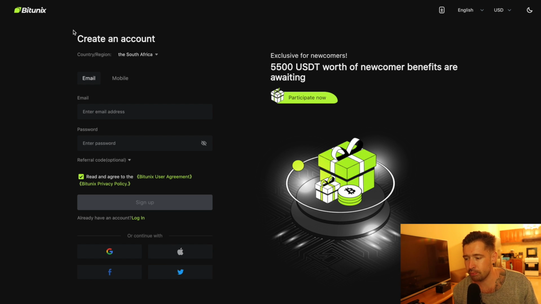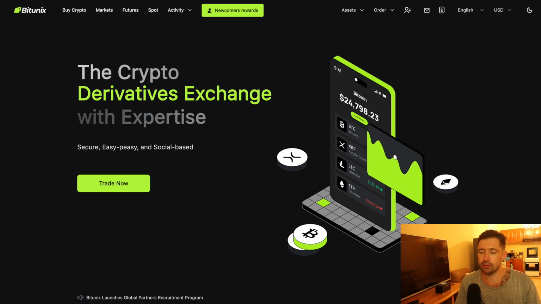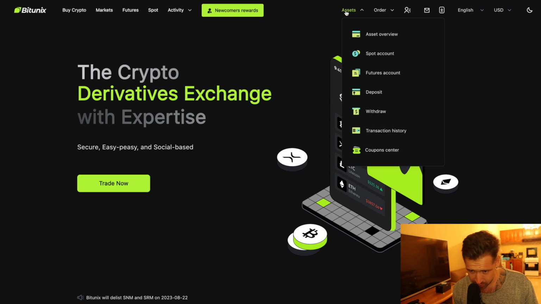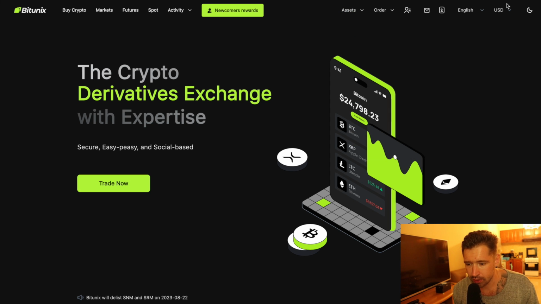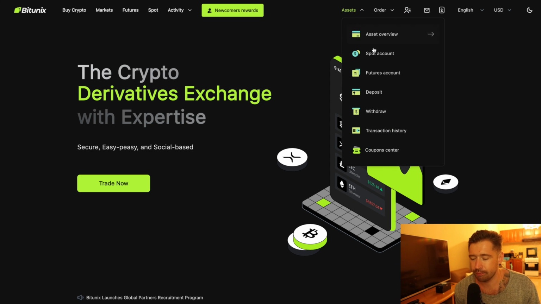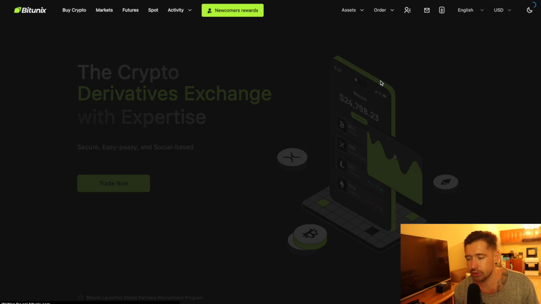Once you've done that, it will bounce you over to the home page. The first thing you're going to want to do is come over to assets on the right, not the top right, but on the right hand side. Come down to deposit, click that. It's going to pop you over to the deposit page.